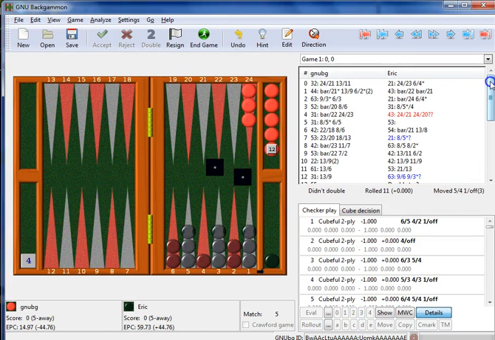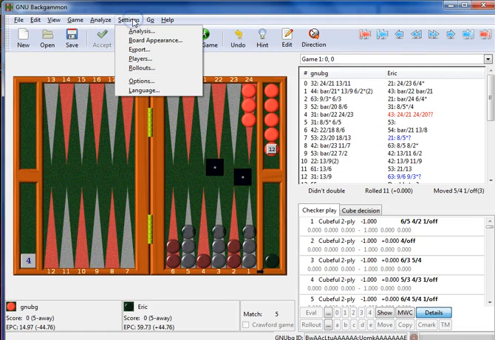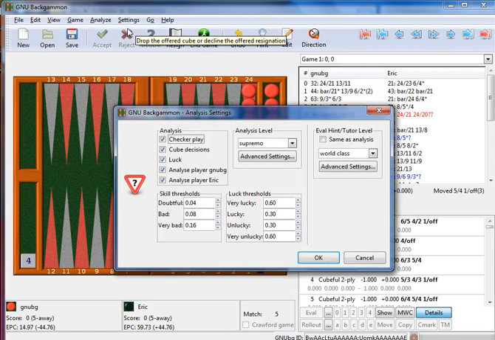Just a couple other things I want to mention with analyzing. If you go to settings, analysis, there's some things you can do here, make changes. Again, here are those normalized equity thresholds. Doubtful is 0.04, bad is 0.08, very bad 0.16. You can change those if you want, but 0.08, as I mentioned, is in agreement with XG, their blunder rating, so I think that's a good level to keep as is.